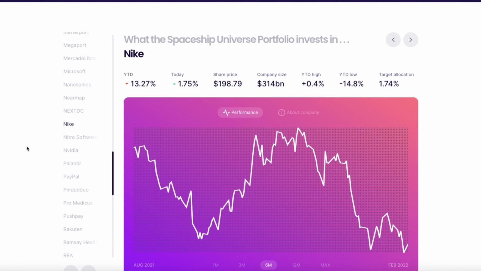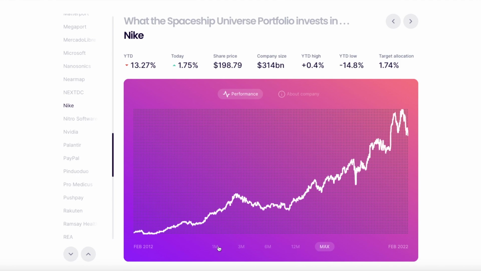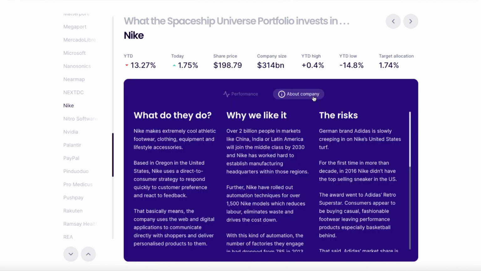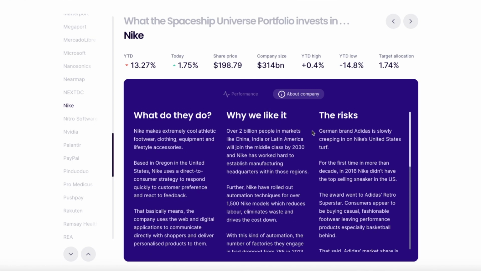The performance is shown as a graph for different time frames depending on which one you choose. It also has information about companies: what do they do, why do we like it, and some of the risks associated with it. It also tells you the company size, share price, allocation, etc. So I think it's a very transparent managed fund if you are into that level of detail.